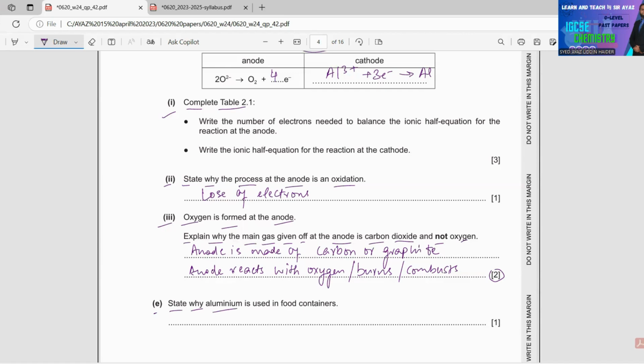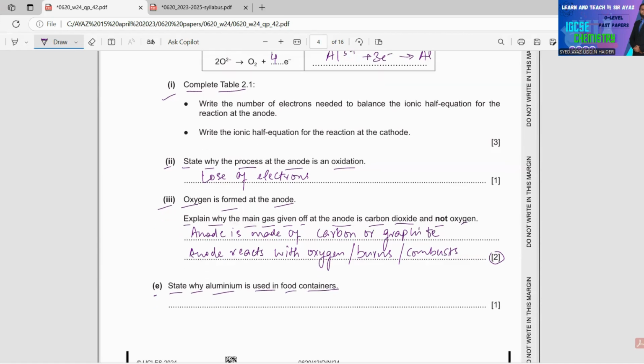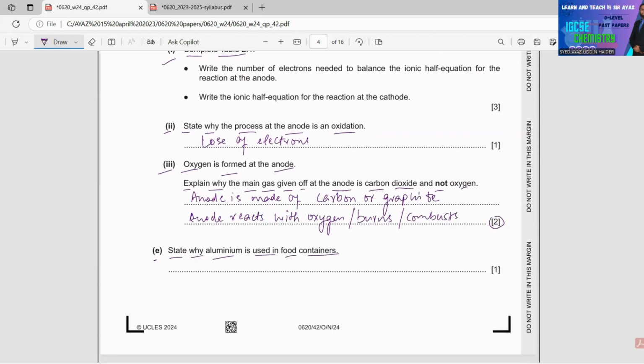E, state why aluminum is used in food containers. It does not corrode, it's resistant to corrosion. So you write aluminum is resistant to corrosion.